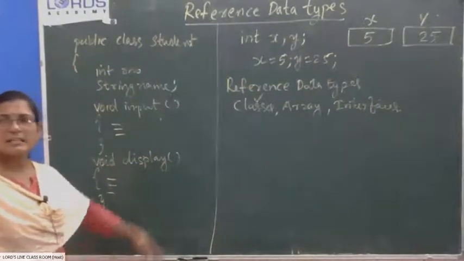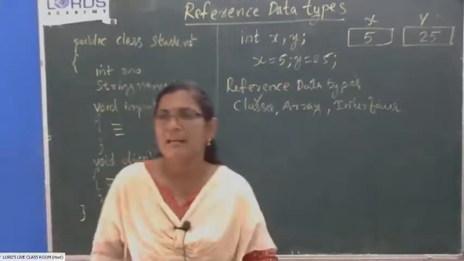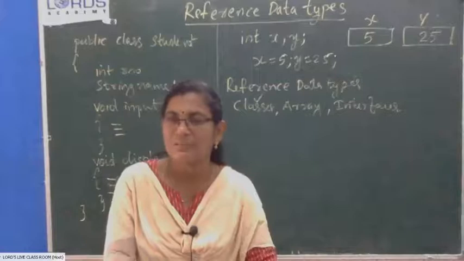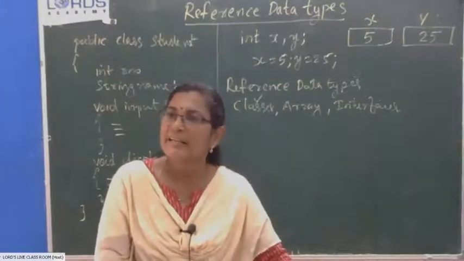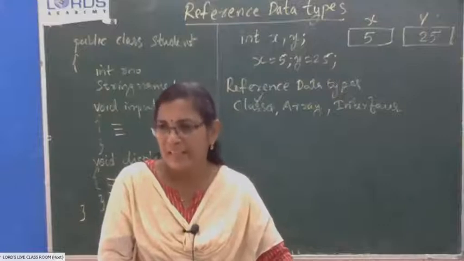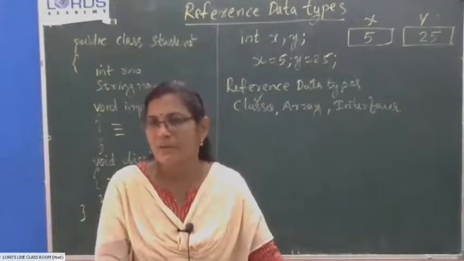So a class contains different data types. It's a composite data type. A class is a composite data type. Not only a single data type, it contains a combination of different data types and methods as defined by the programmer or user.